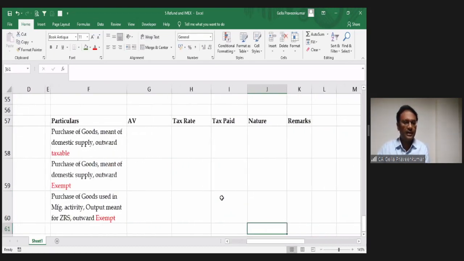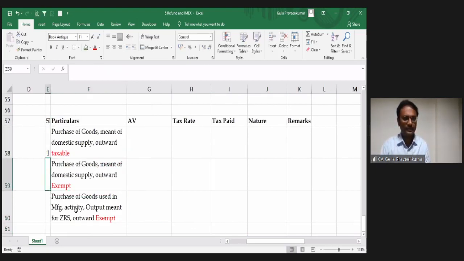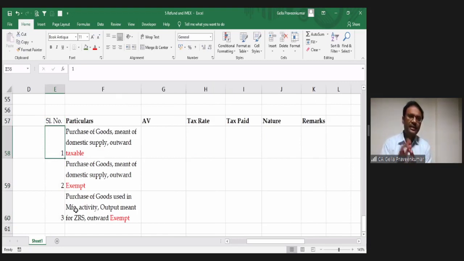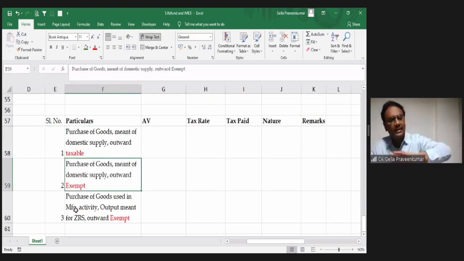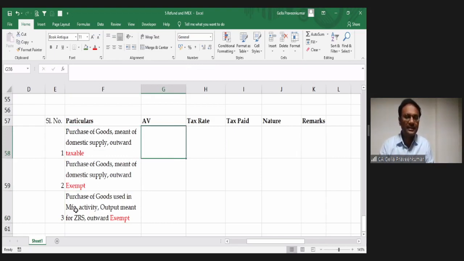Now, scenario number 1: I'm purchasing goods meant for domestic supply. Outward is taxable. I buy goods and I sell locally. My outward supply is taxable. Second scenario: I buy goods meant for domestic supply which is exempt, which means when I sell those goods, it is not taxable. Third: purchase of goods used in a manufacturing activity where the output is meant for zero rated supply. My outward supply is exempt by virtue of an exemption notification. Now, when I purchase, I'm talking assessable value. Say I have purchased goods worth 12 lakhs.